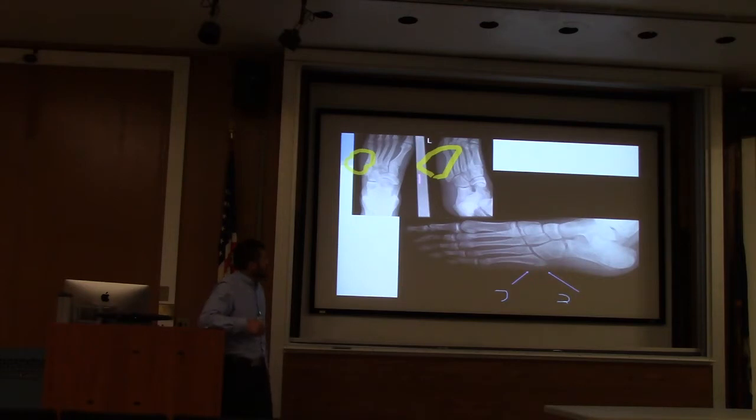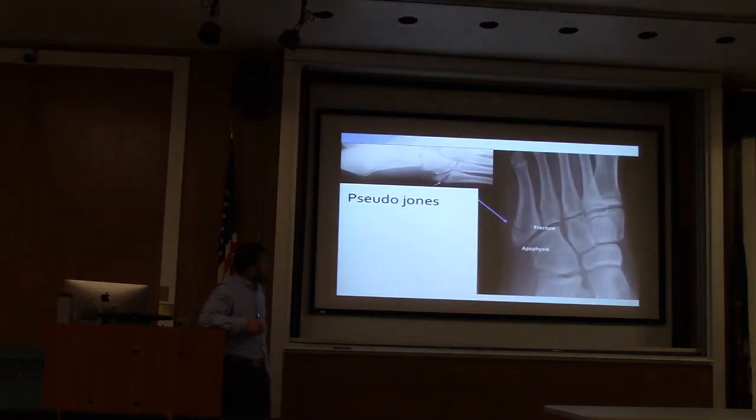So, okay. This is the normal epiphysis, the growth plate for the metatarsal bone. As you see, it's parallel to the long axis of the metatarsal bone. You see it here more clearly. So this is the apophysis of the metatarsal bone. It usually starts appearing by 8 years old, and usually disappears by 12 in females, 15 in boys.